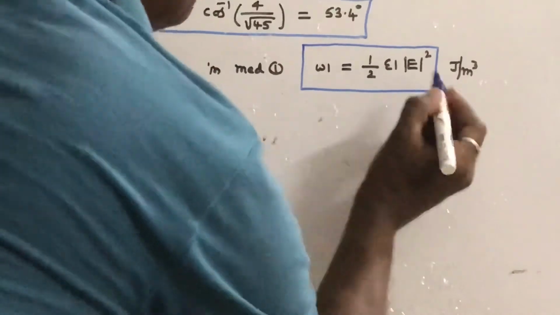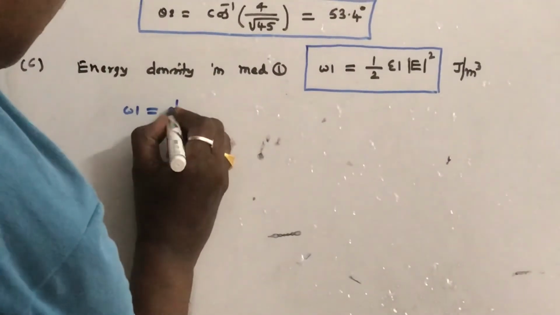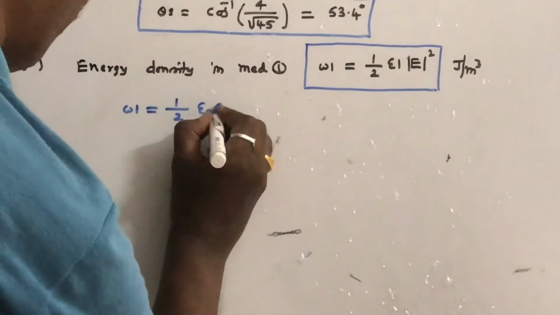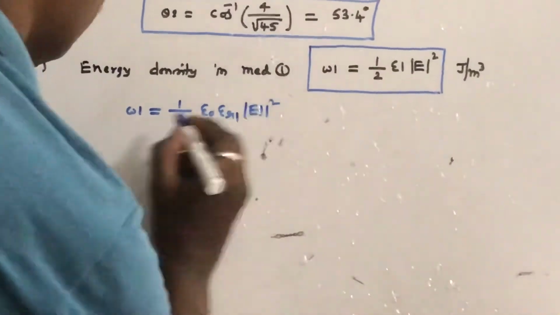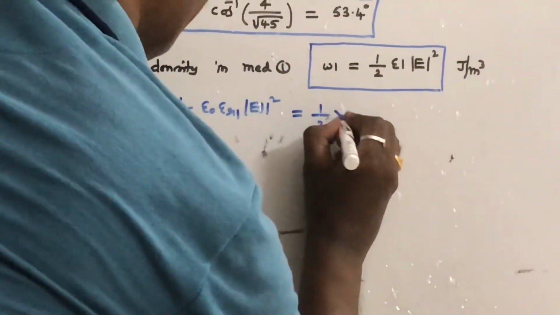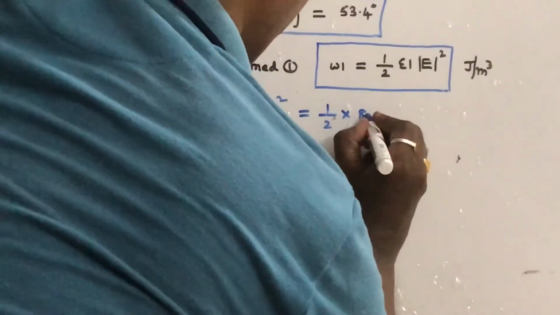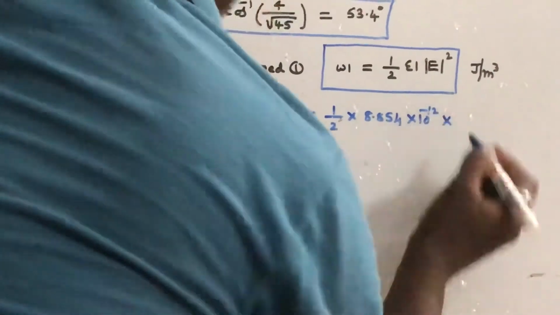Energy stored per unit volume. Substitute all the parameters. W1 is equal to half epsilon 1 into magnitude of E1 square, where epsilon 1 is epsilon naught into epsilon R1. So if you substitute all the values in this formula, 1 by 2 into epsilon naught, which is 8.854 into 10 power minus 12 farad per meter, into epsilon R1, which is given as 4.